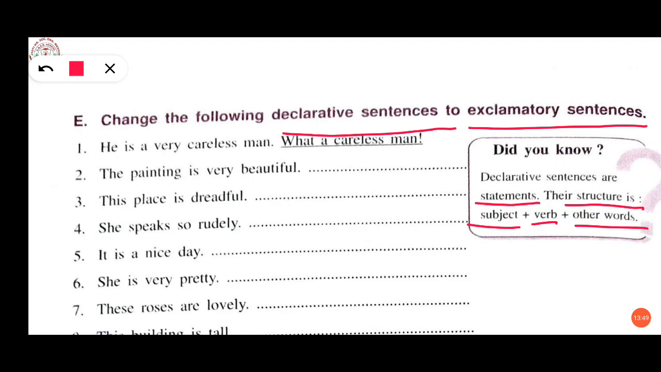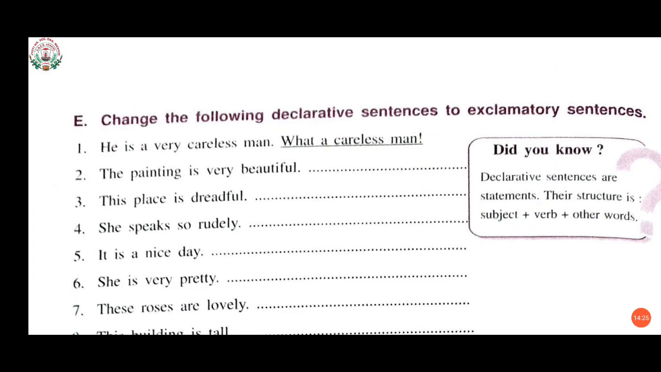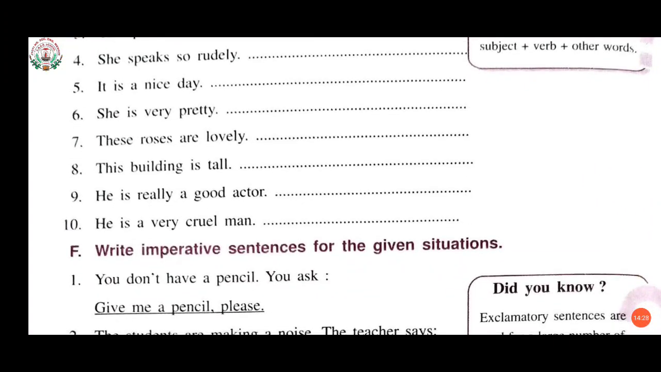Second one, the painting is very beautiful. What a beautiful painting, exclamation mark. Third one, this place is dreadful. What a dreadful place, exclamation mark. Fourth one, she speaks so rudely. How rudely she speaks, exclamation mark. Fifth one, it is a nice day. What a nice day, then exclamation mark. Now rest of all, try by yourself.